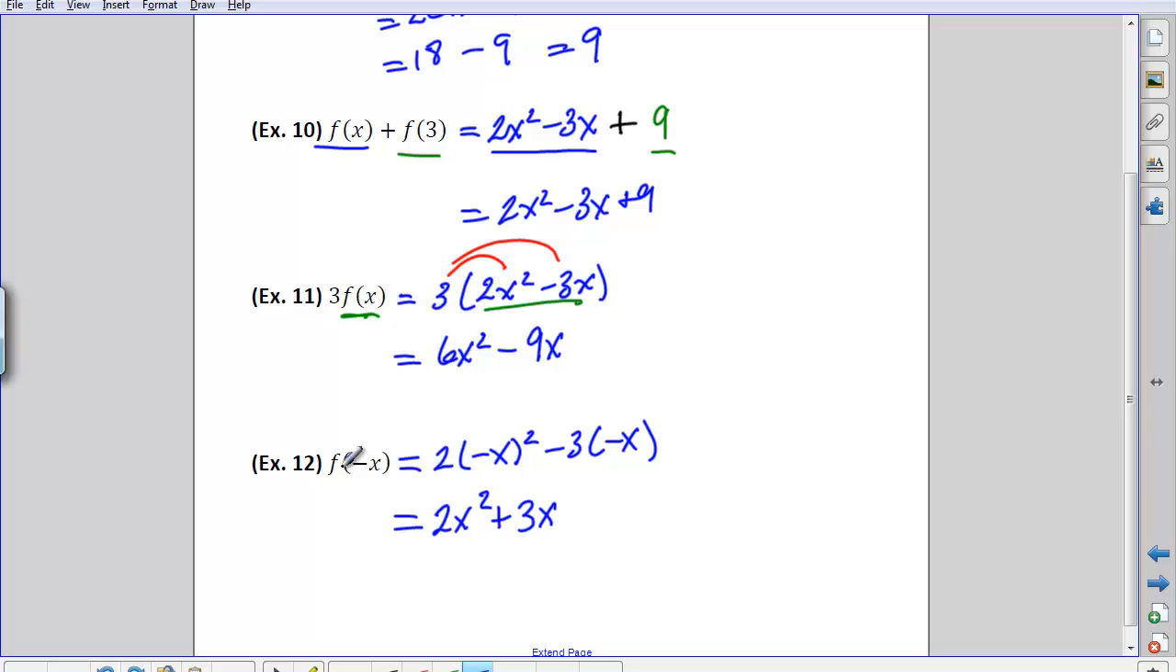Now that f of negative x, we're going to be using that sort of evaluation later on in some problems, and so it's important to understand how to plug in negative x into a function. So you're going to be seeing that later on as we eventually start talking about what are called even and odd functions. But that's f of negative x.